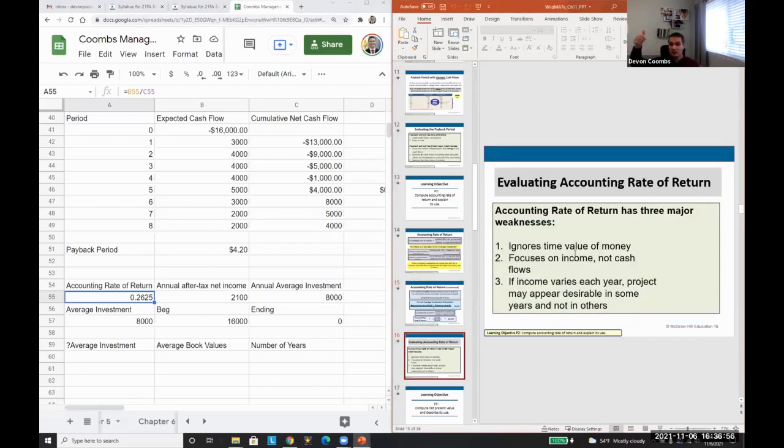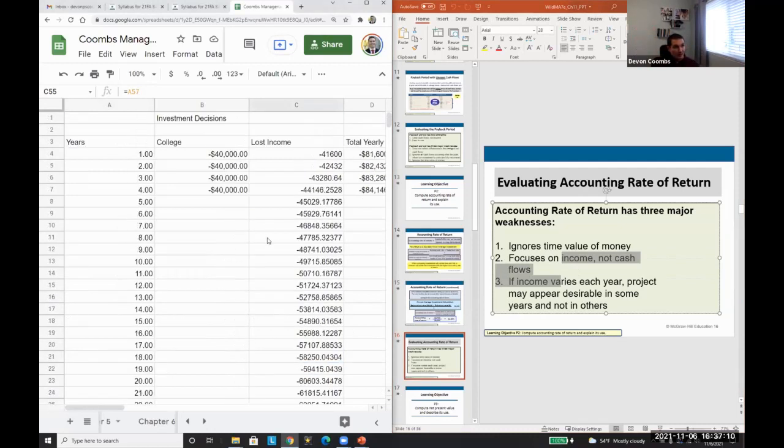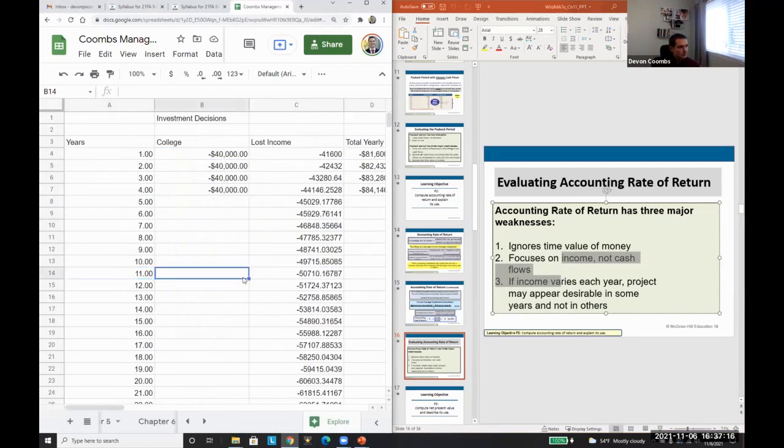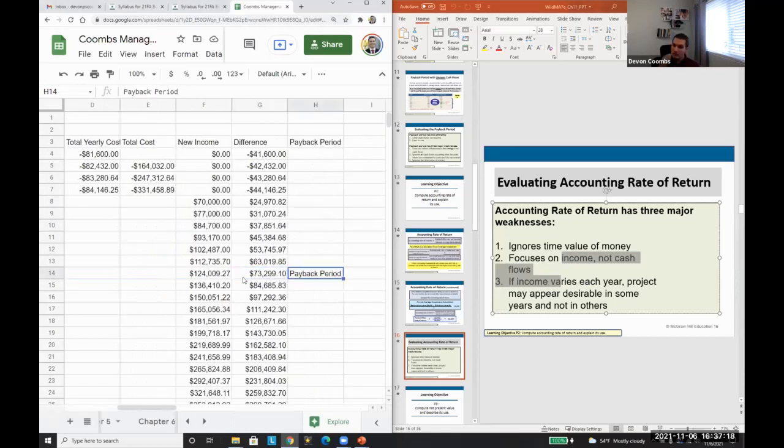So the weakness is it ignores the time value of money that we've talked about, the net present value, the discounting concept. It's focusing on income, not cash flows, so it does not tell me when the cash came in or when it went out. This difference of, oh, we know we're going to make our money back in 11 years from college, that's great. But what if I have a family to feed?